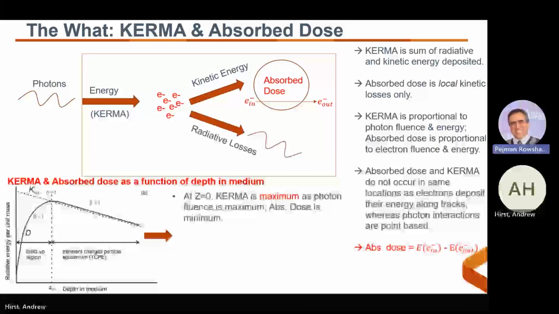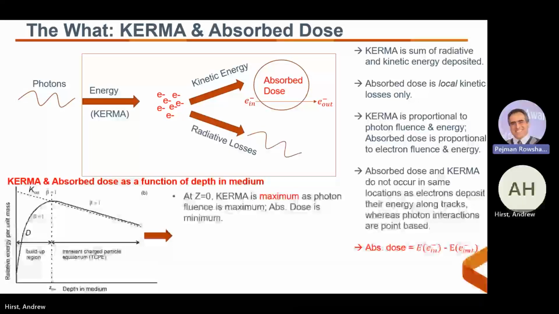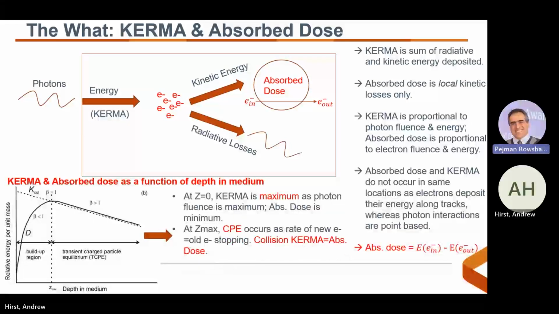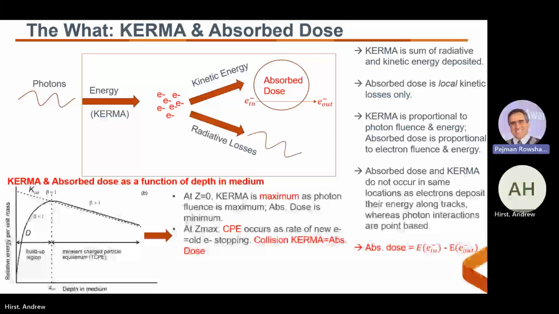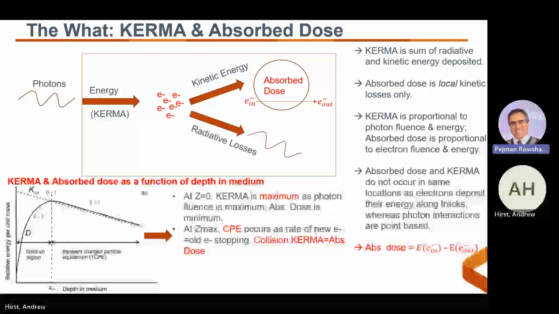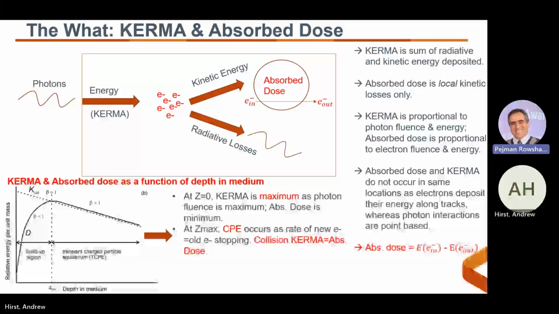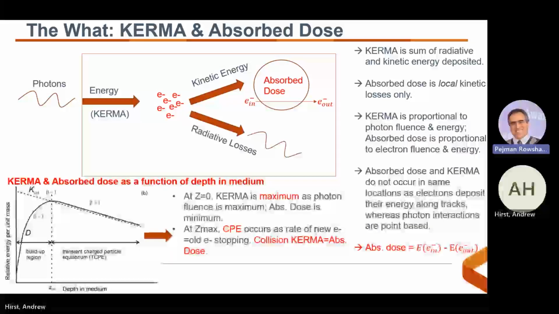But our absorbed dose is a minimum because those liberated electrons haven't traveled any distance yet to deposit their energy. Then we reach what is called Z max or D max. So this is the depth at which you achieve the maximum dose. And the region between Z0 and Z max is the build-up region. You define Z max as the point at which you reach charged particle equilibrium.